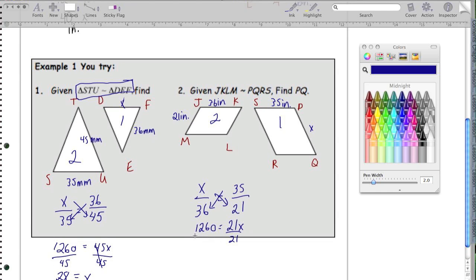Divide both sides by 21. The 21's cancel, x comes down, and I find that my answer is 60, and I want to label it inches. Okay, again, check, does that make sense if that's 60 inches? It does, it's very reasonable, so we did an awesome job. Alright, let's go to the next page.